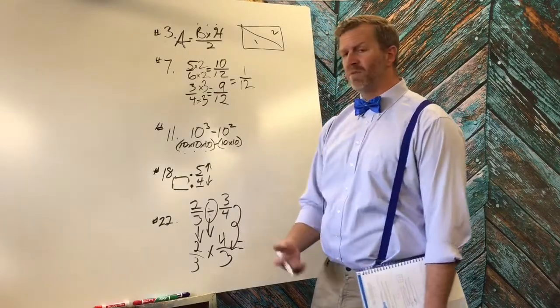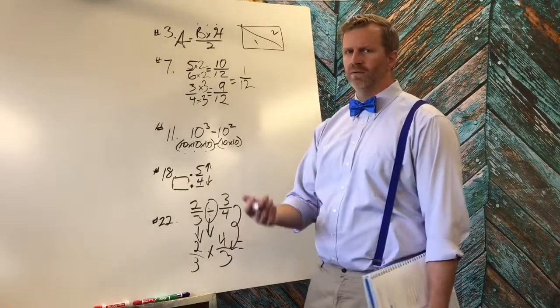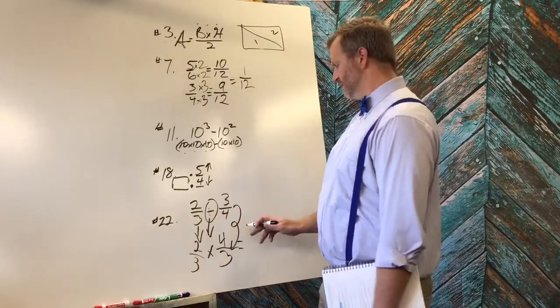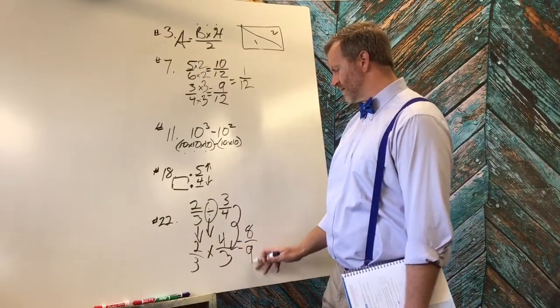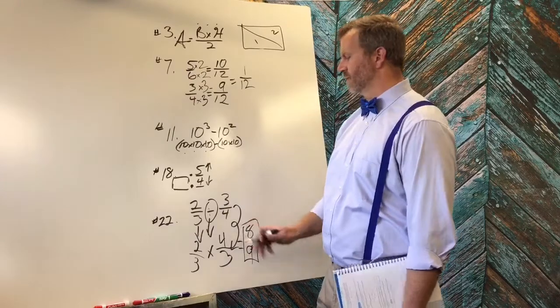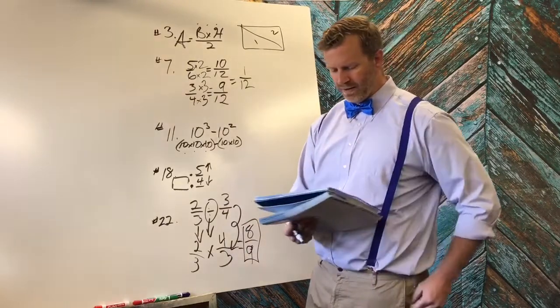All right, so when we multiply, we get 2 times 4. All right, that's pretty easy, right, guys? Yeah, that's 8. And then we got 3 times 3, and that's 9. Awesome, so we got 8 ninths.